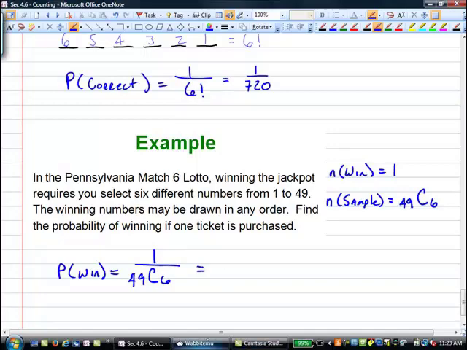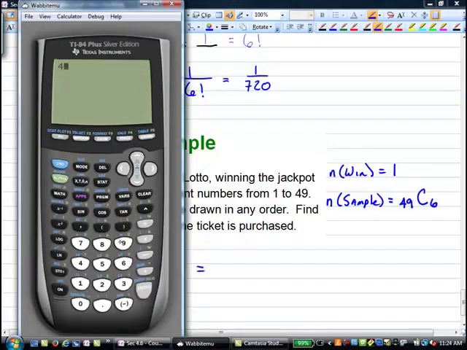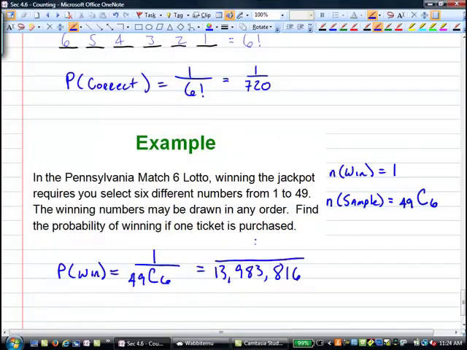So we go to our calculator and we find out what 49 combined 6 ways is equal to. So we go down to probability. Number 3 here is combination, and we're choosing 6 at a time. So that's going to be 13,983,816. So 1 out of almost 14 million. The odds of winning the lottery are not great. That's why it's not a good, sound investment strategy for retirement.